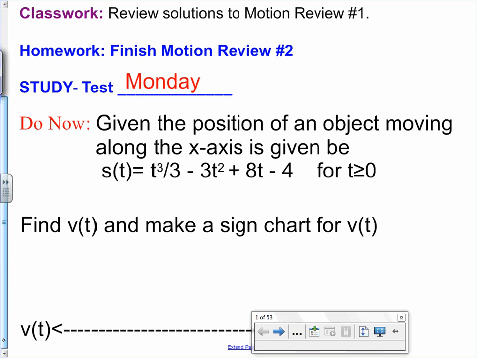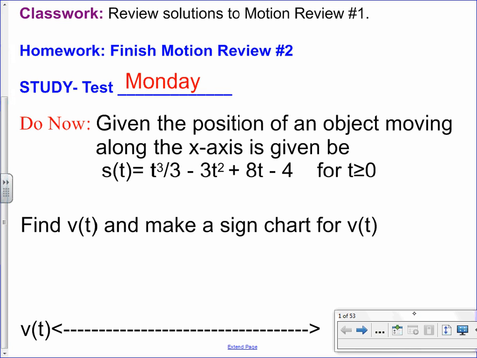So what I asked them to do today was to find the velocity given the position function, and make a sign chart for the velocity. So you have to know how to go from position to velocity. Velocity is the derivative of position. Now t cubed over 3, let me write that here, t cubed over 3.